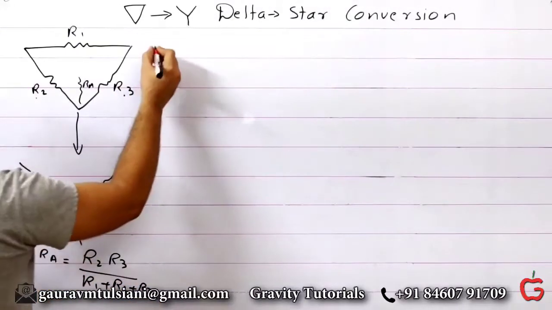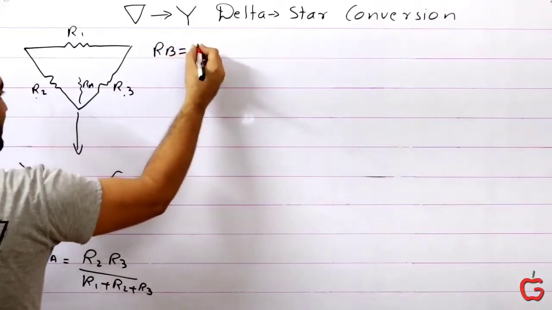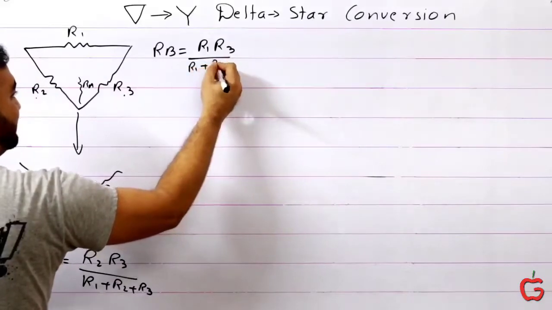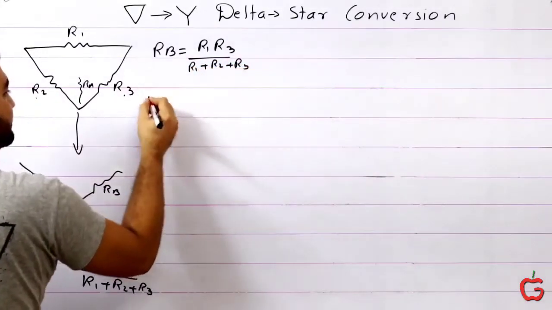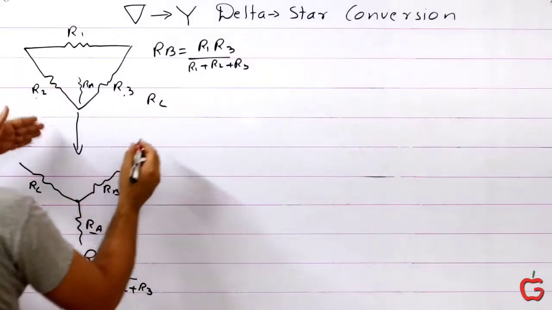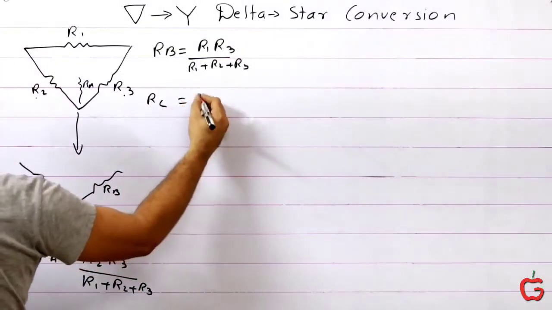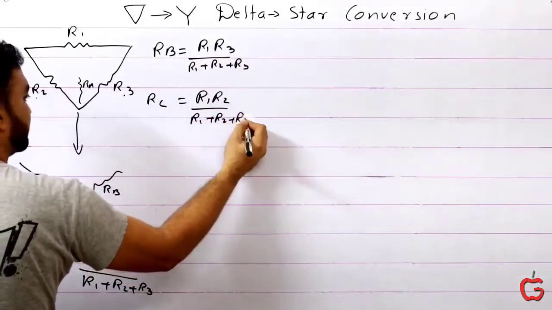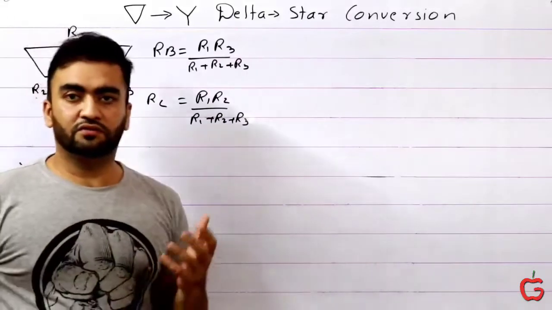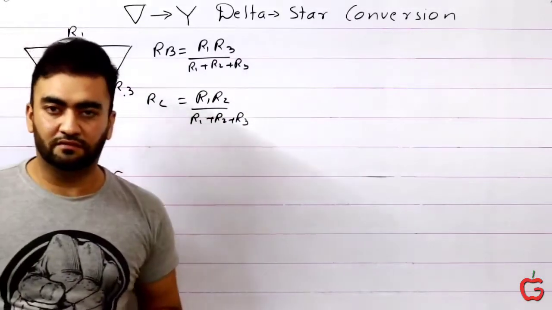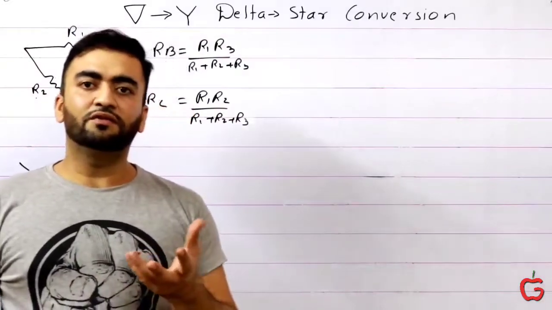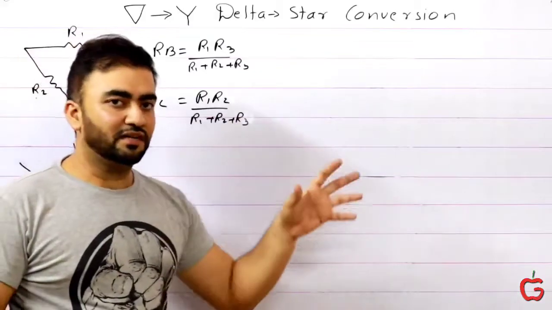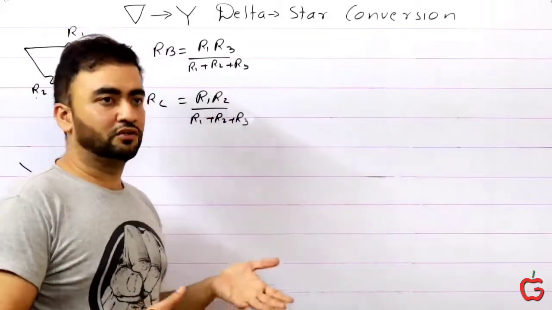And so goes for RB. RB becomes R1, R3 divided by the sum. RC becomes R1, R2, you would have guessed by now, divided by the sum. Again, mind you, these formulas are derived from Kirchhoff's rules. But instead of using Kirchhoff's rules over and over again, we can use these and simplify our circuits. We'll take the same circuit, the last one, so that way we'll verify the answer also.